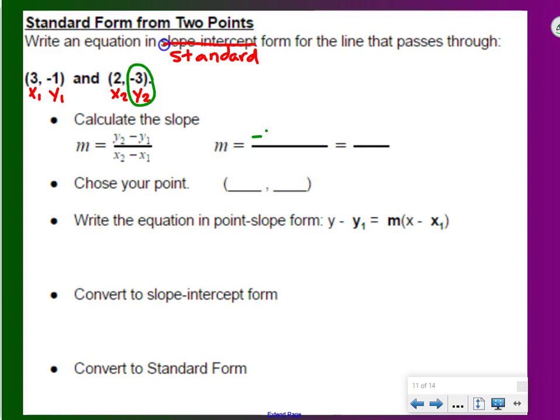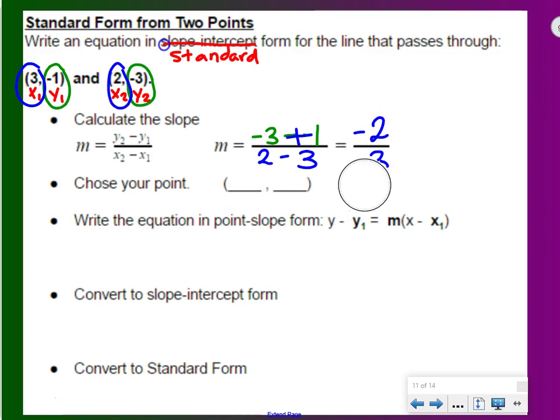Find your slope: y2, negative 3, minus y1, negative 1, over x2, which is 2, minus x1, which is 3. This double negative here becomes a positive. We have negative 3 plus 1 is negative 2, over 2 minus 3, which is negative 1. Negative 2 over negative 1 reduces to 2, so that is your m. m equals 2.